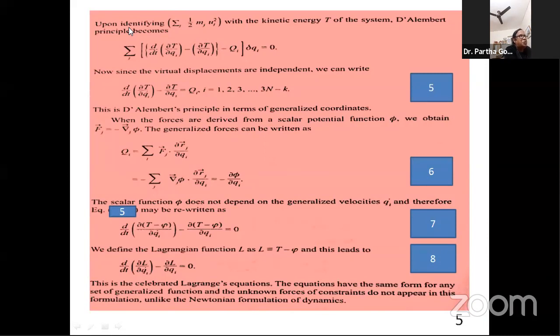Whoever has questioned you may ask you to give the forces of constraint as well, if you are applying Newton's law. But if you are applying this differential equation, the Euler-Lagrange equation, to solve the problem, you need not know what the forces of constraint are. They don't appear in our formulation, unlike the Newtonian formulation of dynamics. This is the greatest advantage of the Lagrangian formulation over the Newtonian formulation. I think I am clear to everybody.